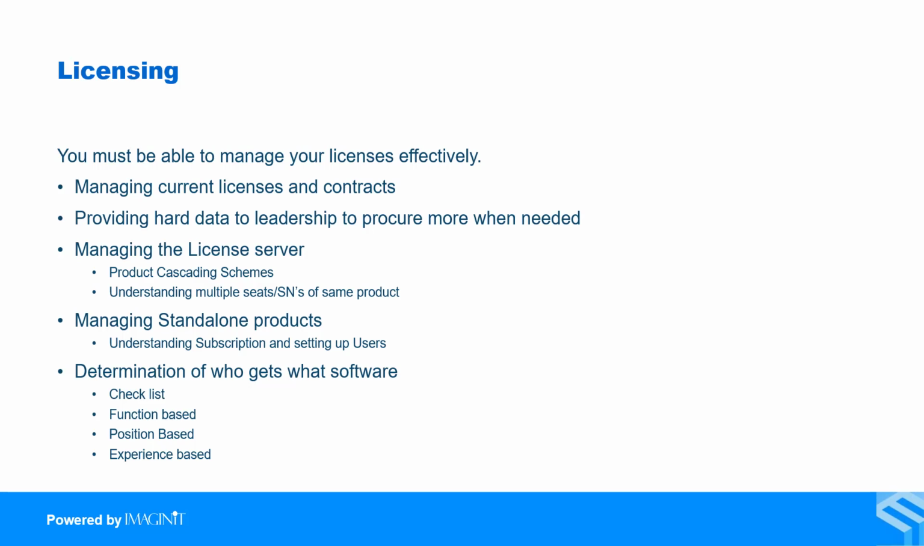You have to provide hard data to leadership to procure more licenses when needed. Make sure that you have the background and make sure that you have an understanding that, hey, we hired 10 new people. We only have 8 licenses. We need to buy 2 more for them.